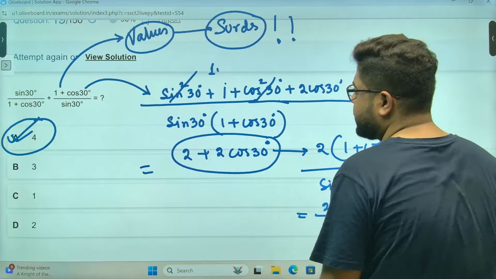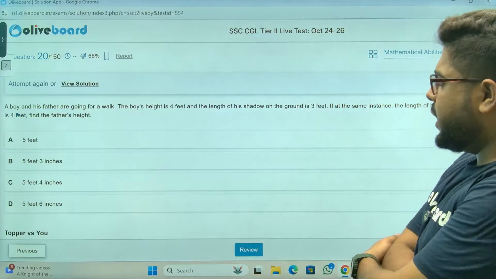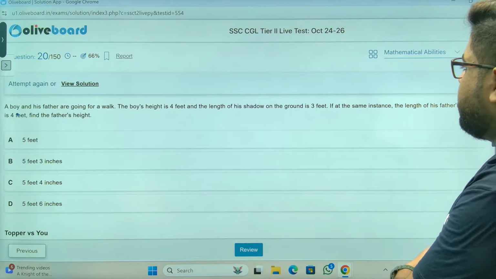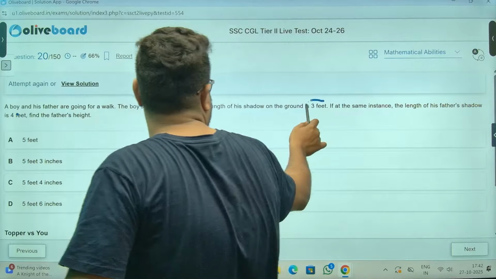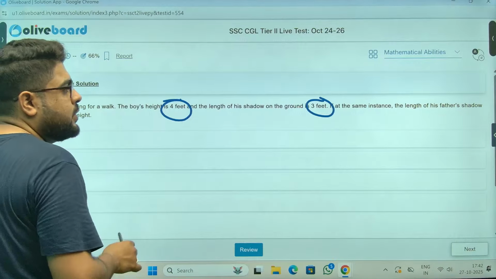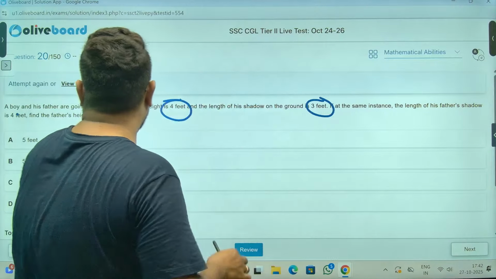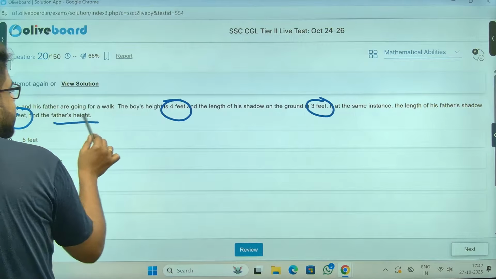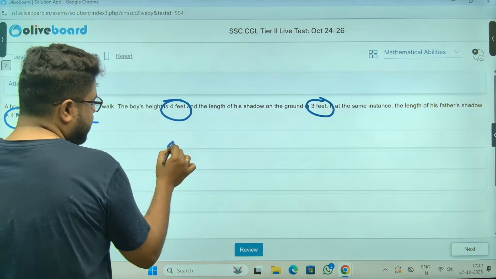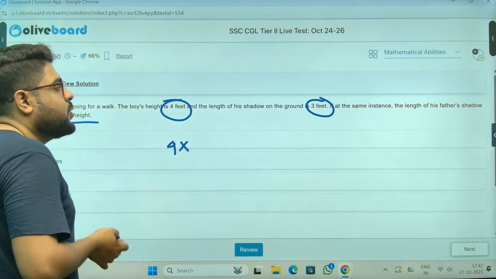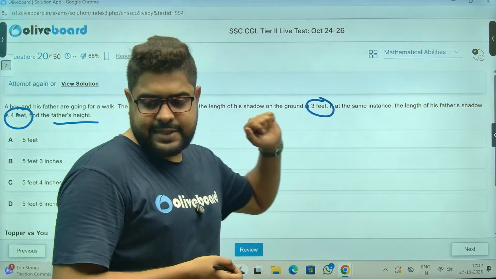A boy and his father are going for a walk. The boy's height is 4 feet, and his shadow is 3 feet. Okay, sir. So the length of the father's shadow is this. Height is what, sir? Shadow is 4 feet.